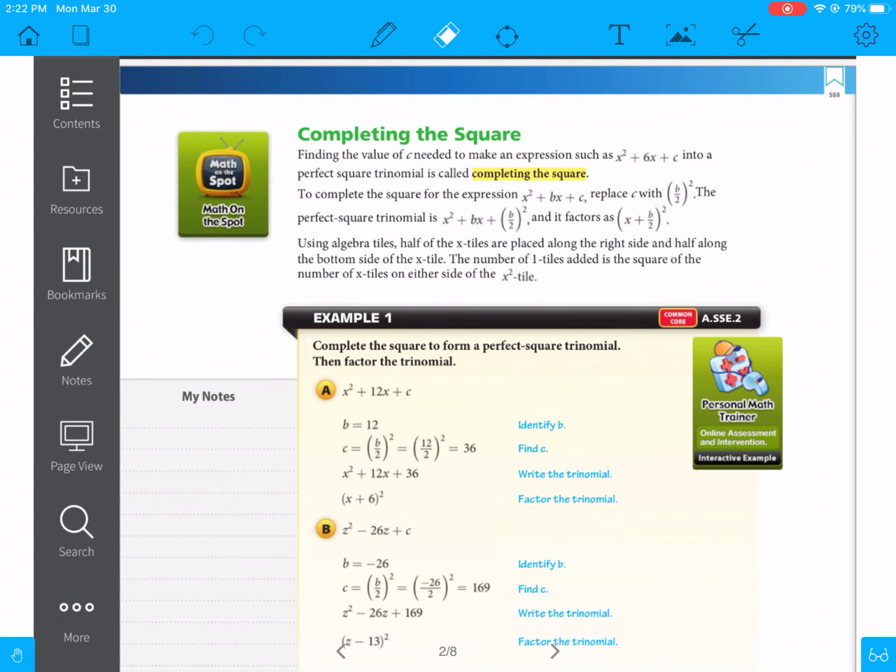If you look at the top of page 588, it says the process of finding the value of c needed to make an expression such as x squared plus 6x plus c into a perfect square trinomial is called completing the square. To complete the square for the expression x squared plus bx plus c, you replace c with b divided by 2 squared. This turns it into a perfect square trinomial, so you're able to solve it.